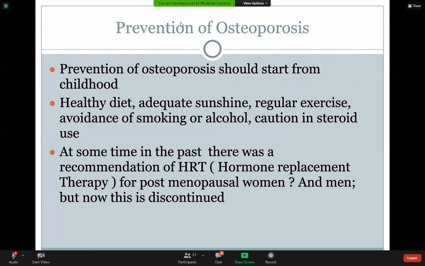How can we attempt to prevent osteoporosis? So prevention of osteoporosis should start from childhood by having a healthy diet, adequate sunshine or sun exposure, regular exercise, avoidance of smoking and alcohol, caution in steroid use, so only use steroids when needed. At some time in the past, there was a recommendation of hormone replacement therapy for postmenopausal women, but now this is discontinued because of risk of developing malignancies.